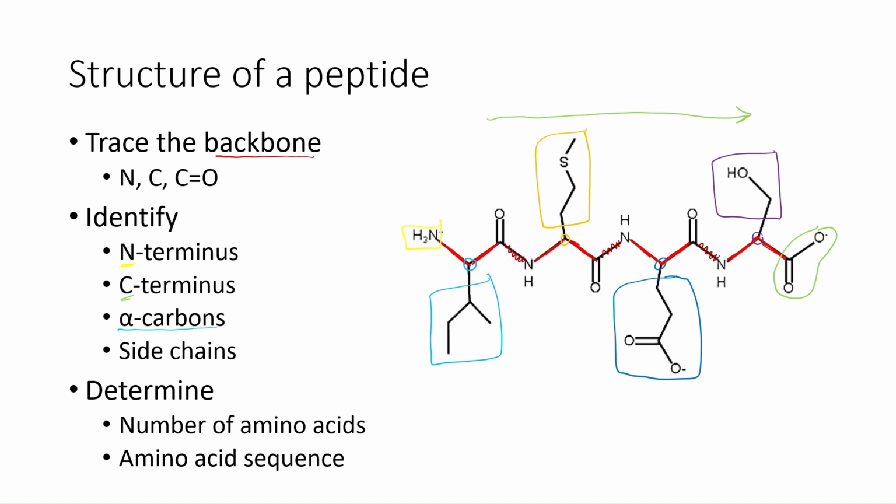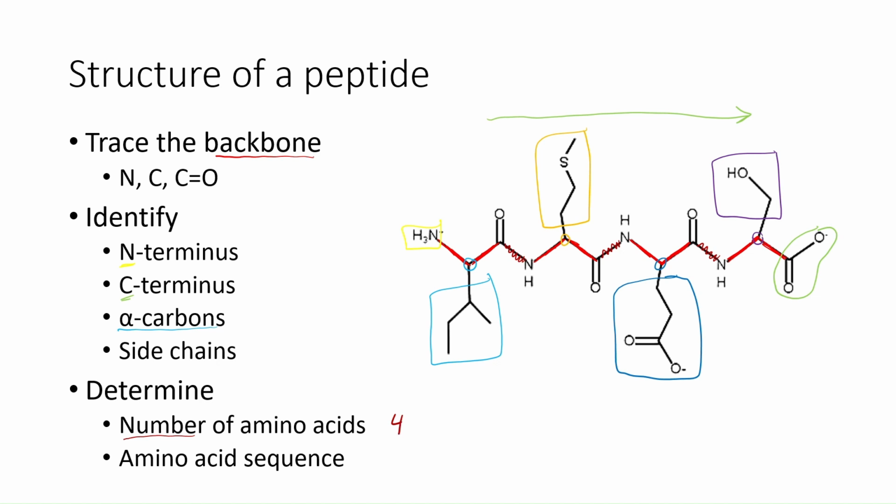And understanding where the backbone is and where the peptide bonds are can help you figure out how many amino acids we have, as well as counting how many side chains there are. So we can see here we have 4 side chains. We traced out 4 individual amino acid backbones, and we connected them together with 3 peptide bonds. So the number of amino acids we have here is 4.